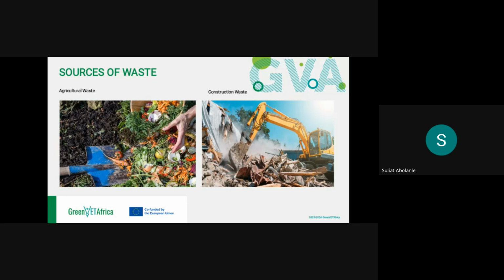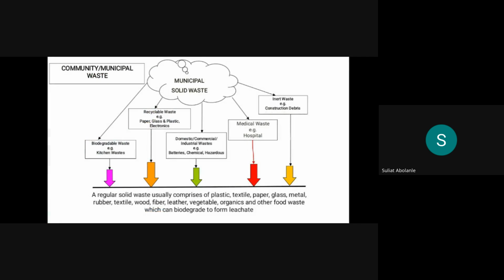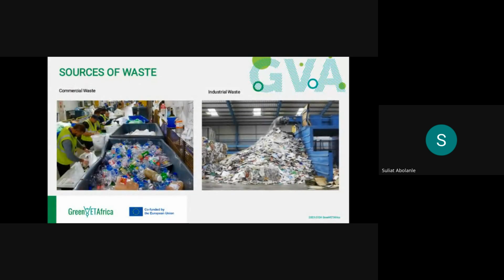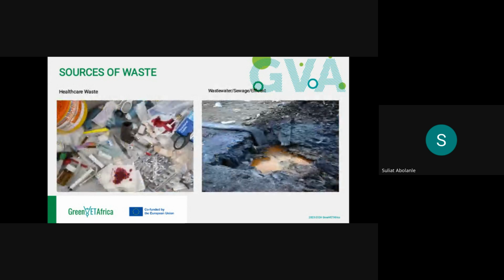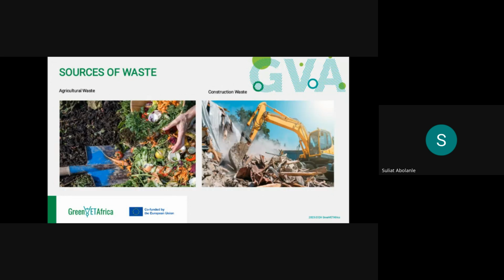Then we also have agricultural waste, which is waste from farms, be it crops or livestock. The waste they generate can be termed agricultural waste. Then we have construction waste also. Let me go back a bit so that we can see. We've talked about six here: commercial, industrial, healthcare, wastewater, sewage and effluent. Then we have agricultural waste, and we have construction waste.